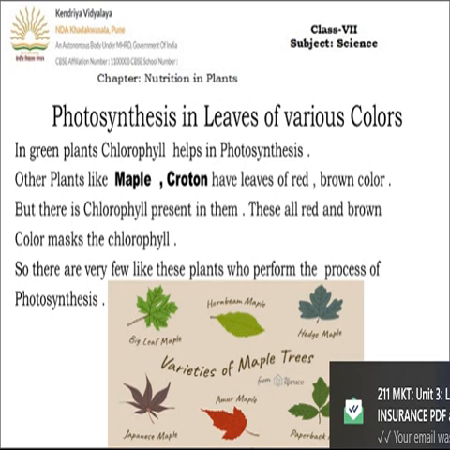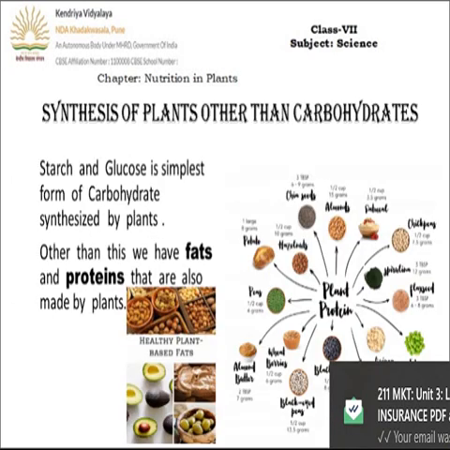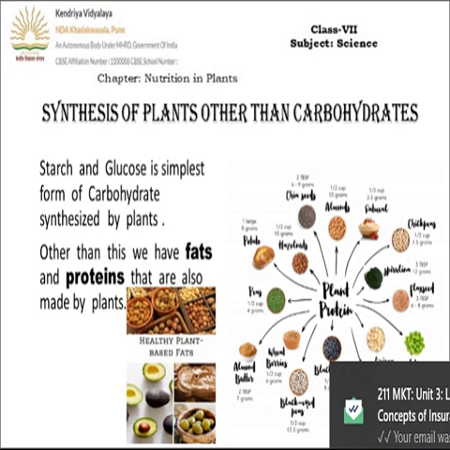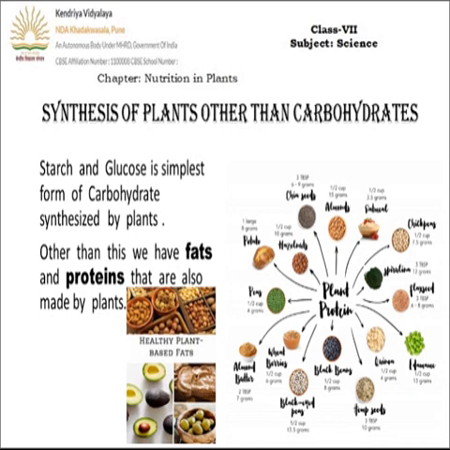Okay, moving on to the next slide. Now, synthesis of plant food other than carbohydrates. Plants synthesize carbohydrates. Plants prepare glucose in photosynthesis. Now, what other foods are also produced by the plants? See, glucose is the simple food which is formed by the plant. Glucose is a simple form of carbohydrate. The food which is prepared in the plant is used by the plant, and the extra food which is left is stored in the body of the plant in the form of starch.